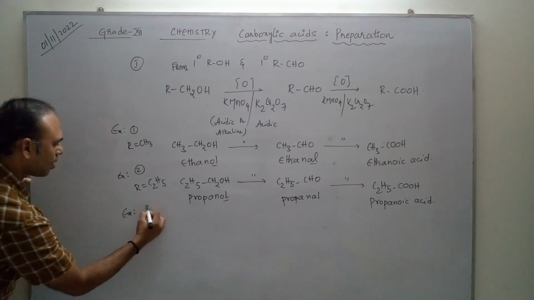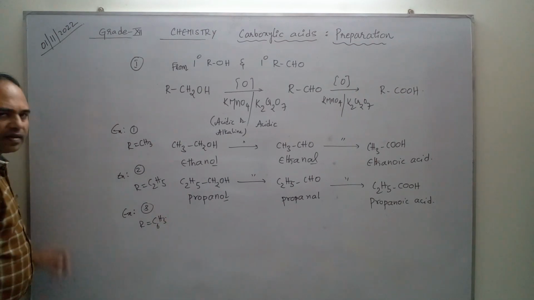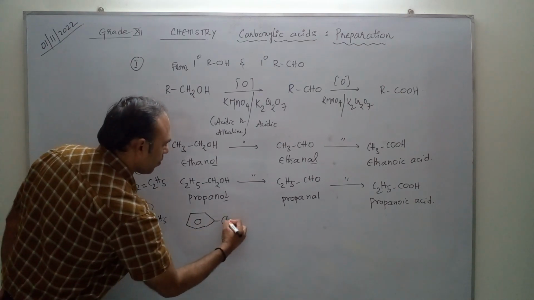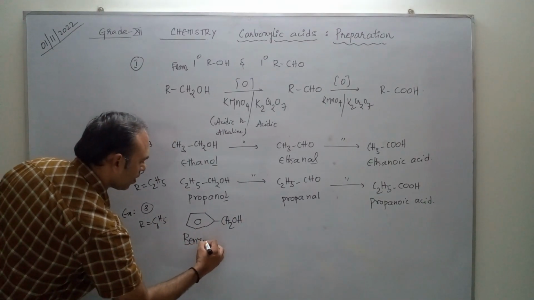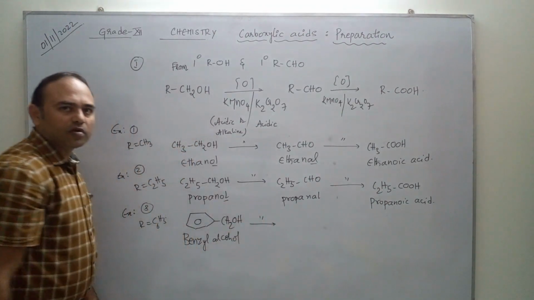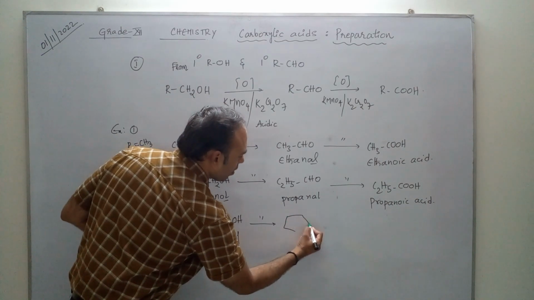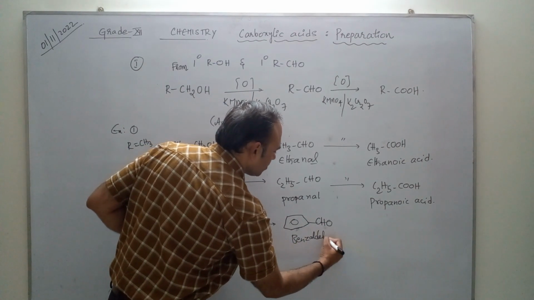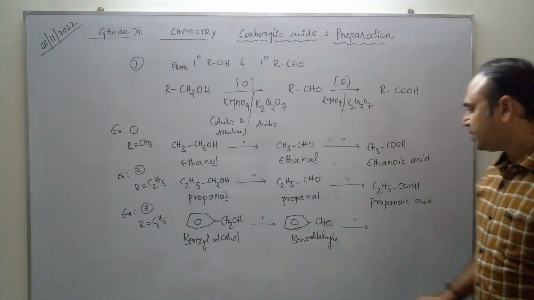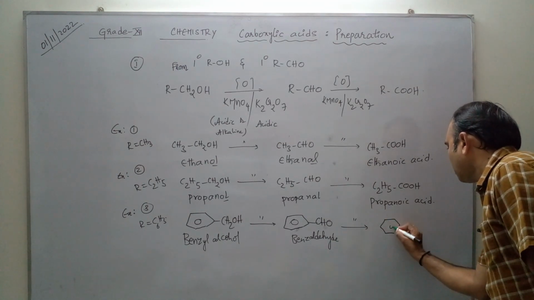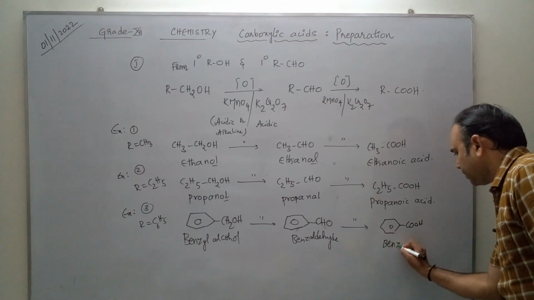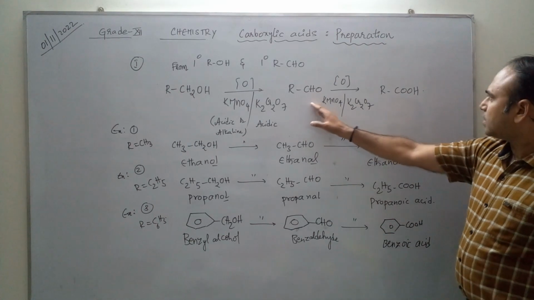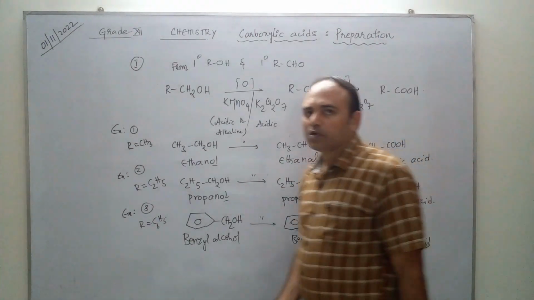Now example 3, let us take R equal to phenyl group, that is C6H5. Let us write phenyl group CH2OH, and you know this is called benzyl alcohol. So in the presence of oxidizing agents, in the place of R, we get benzaldehyde, and in the second step, again in the presence of oxidizing agents, you will get benzoic acid. So hope you have understood this. General equation: alcohol converts to aldehyde and aldehyde converts to carboxylic acid. These are the three examples we have taken.